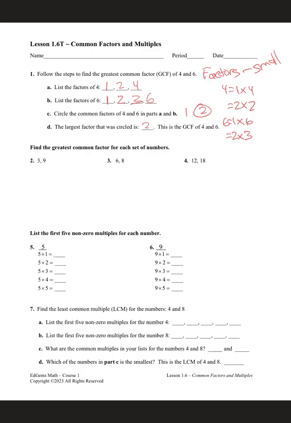All right, so let's see. Numbers 2, 3, and 4. It says find the greatest common factor for each set of numbers. So here we go. With number 3, I'm going to go ahead and list the factors. For 3, the smallest factor of any and all numbers is 1. The largest factor of that number is 3. Is there any other number in between 1 and 3 that will divide 3 evenly? The answer is no, there isn't. So you're done.